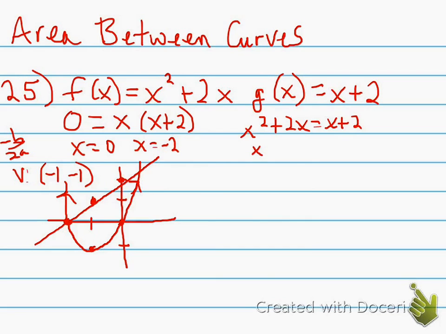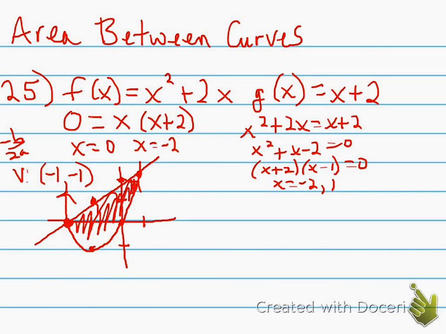And I end up with x squared plus x minus 2 equals 0, which factors into x plus 2 and x minus 1. So I get that these two functions will intersect at x equals negative 2 and at 1. Here's the intersection x equals negative 2, and at x equals 1, here's the other intersection. So here is the region I'm finding the area of.